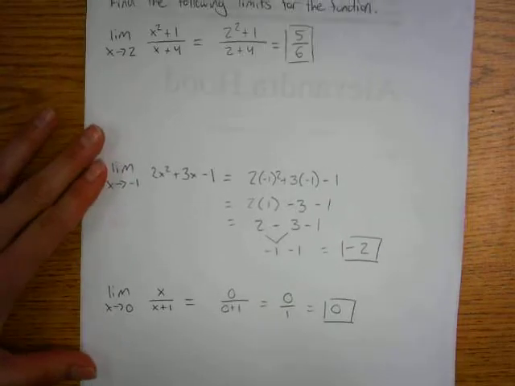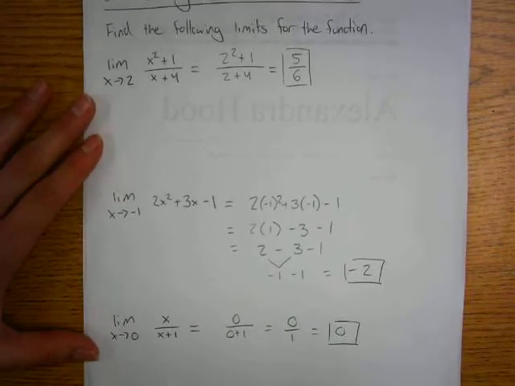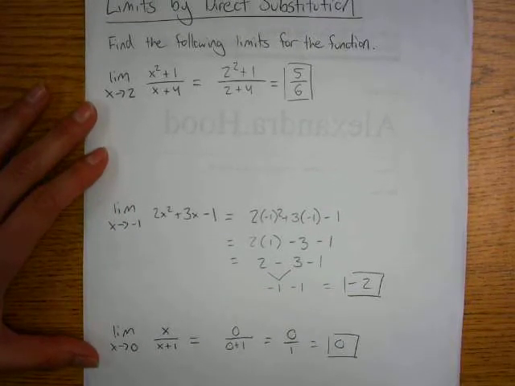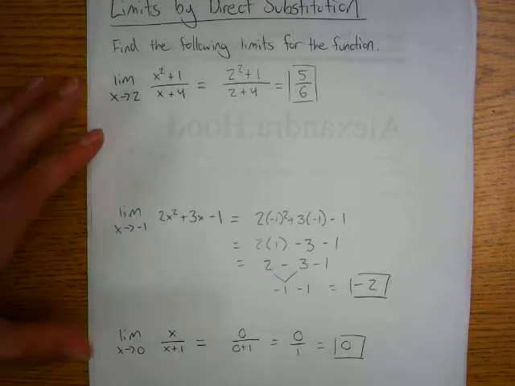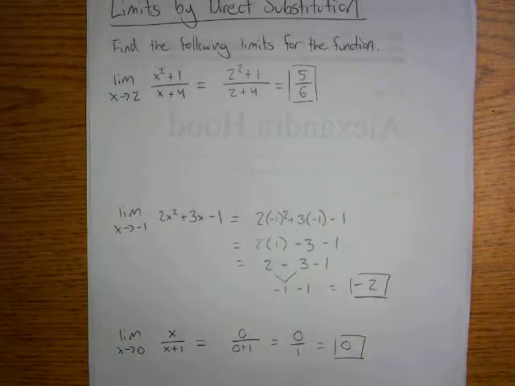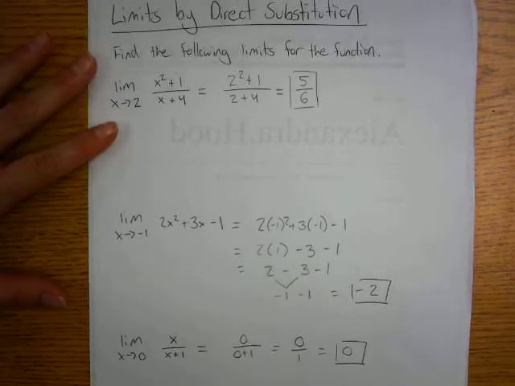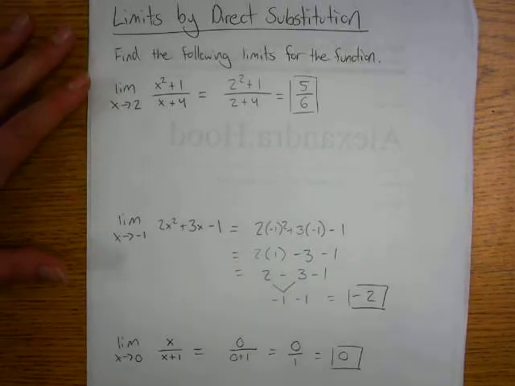What you're going to see that happens sometimes is when you plug in your x value, you might get something that's undefined, or not a real solution, such as when you have the square root of a negative, or when you have 0 on a denominator. And when that happens, then we might need to use a different strategy. But one of the first things that you can try is just direct substitution.